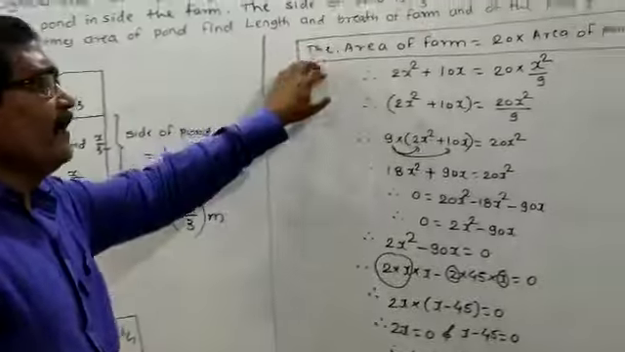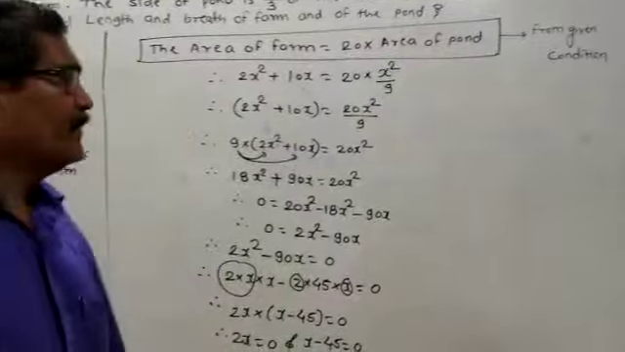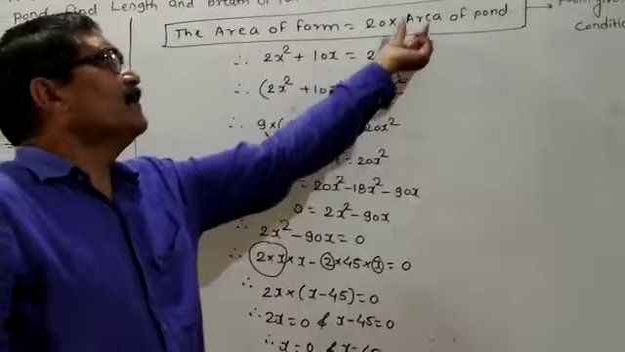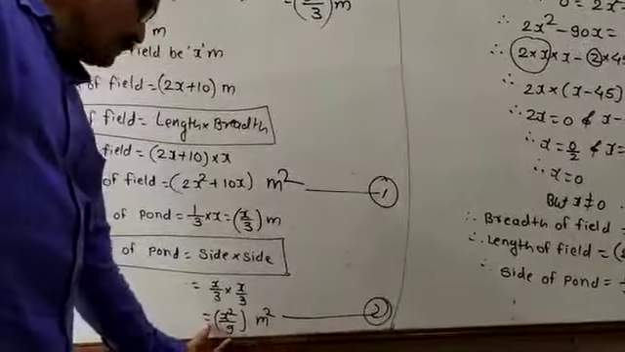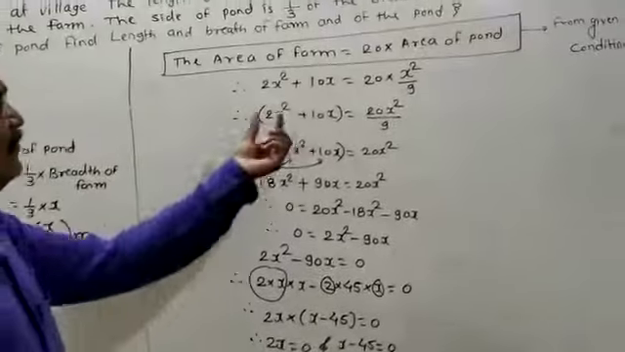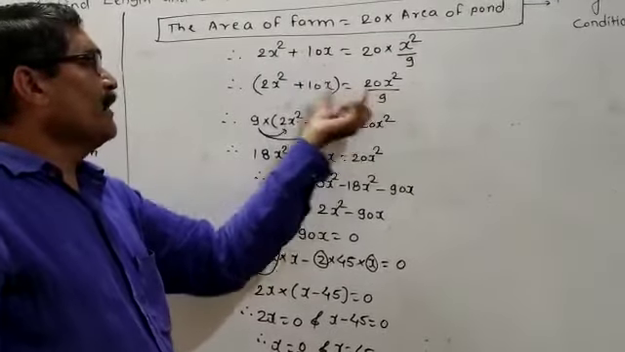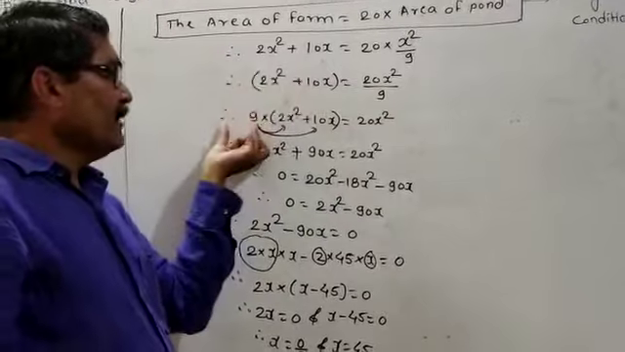You have to say that area of the farm is equal to 20 times the area of the pond. So area of the farm is 2x square plus 10x is equal to 20 times the area of the pond, x square upon 9, because this area is x square upon 9. So you have to do the product. 20 multiplied by x square is equal to 20x square upon 9. You have to transpose this divided by 9 to this side. That becomes multiplied by 9.